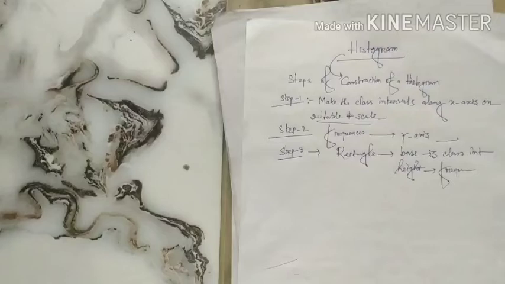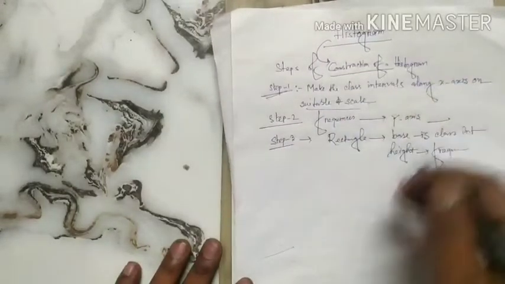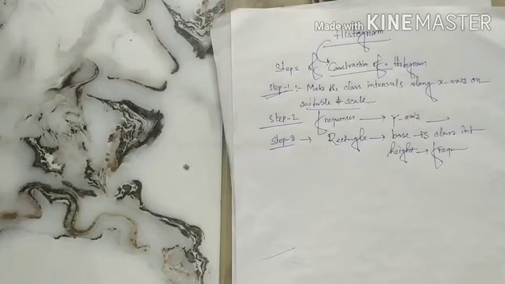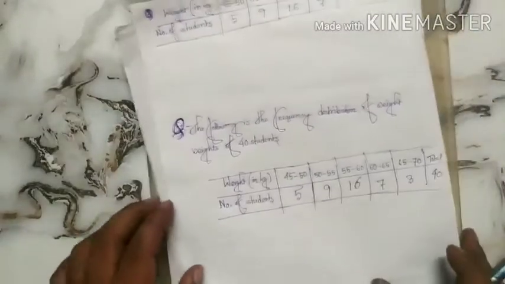Next I am going to introduce class interval, class size, class mark, upper limit, lower limit, and class frequency by an example, and I will show the steps of construction by an example. So I take an example first. The question is written here.